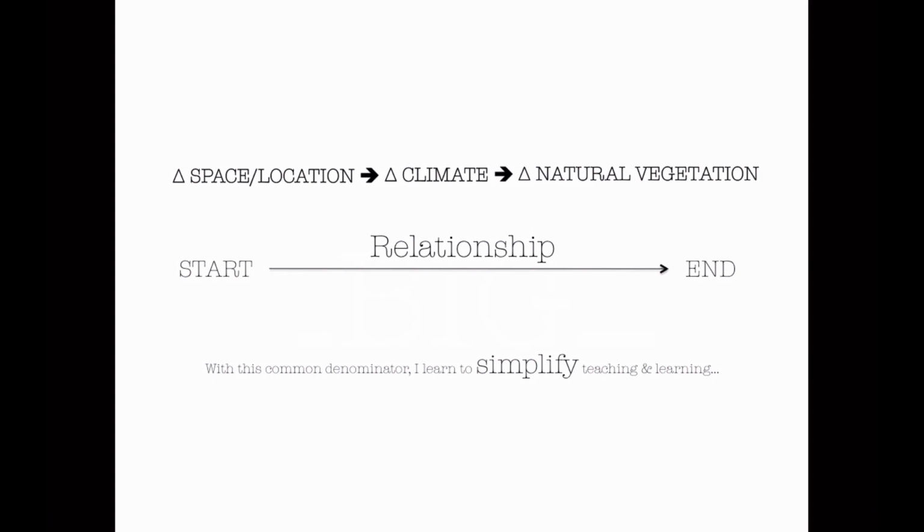As you can see, earlier when I was talking about how a specific space and a specific location will mean that there is a unique climate over there, and hence the natural vegetation will behave in a certain manner to adapt to the climate. If you simplify this equation further, you can see this idea of a start and an end relationship. Because of this location, the natural vegetation behaves in this manner. So it is something like a cause and effect relationship. With this common denominator, I learned to simplify teaching and learning further.